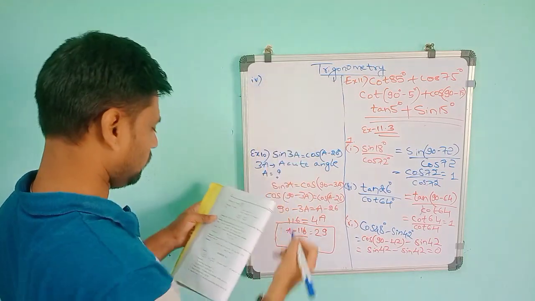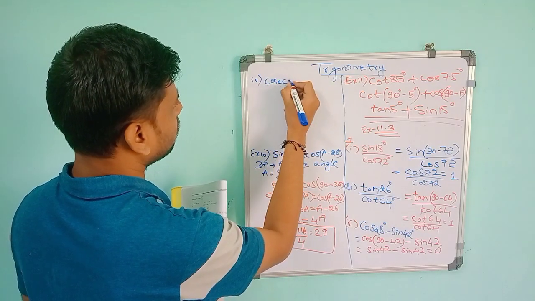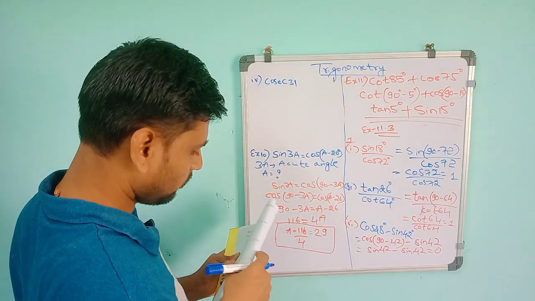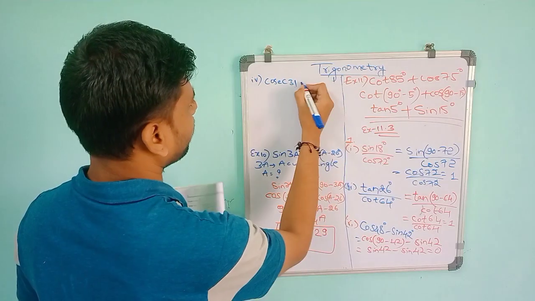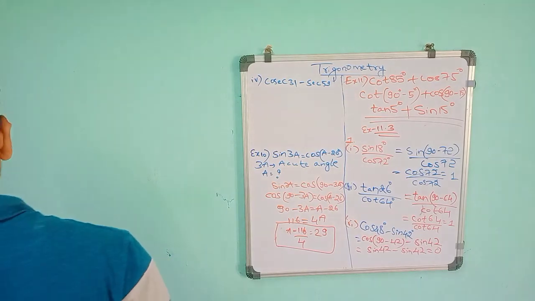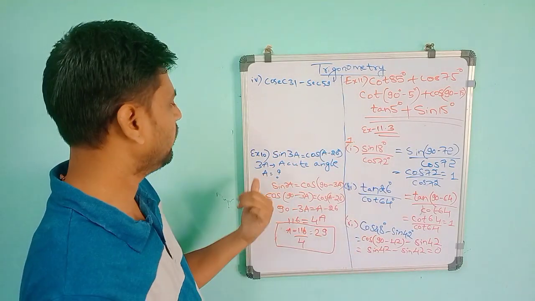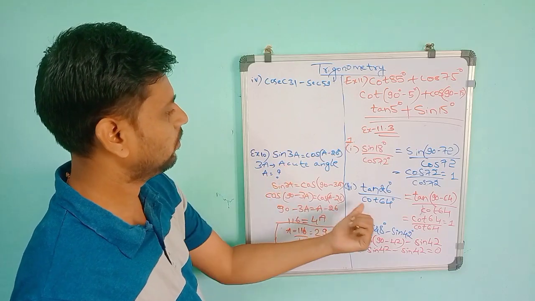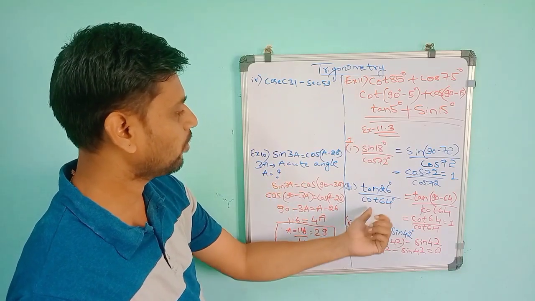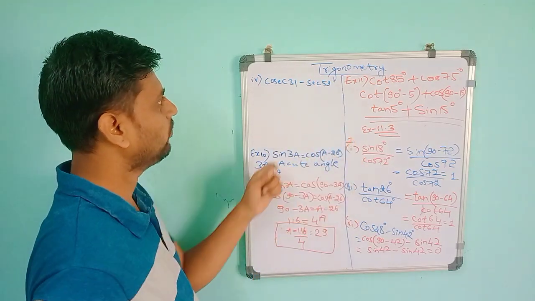Fourth one, cosec 31 minus sec 59. So 4 problems they have given: first in sine, then cos, then tan also, tan becomes cot and cot becomes tan. So the remaining is cosec. So they have given all the 6 formulas in 4 problems.